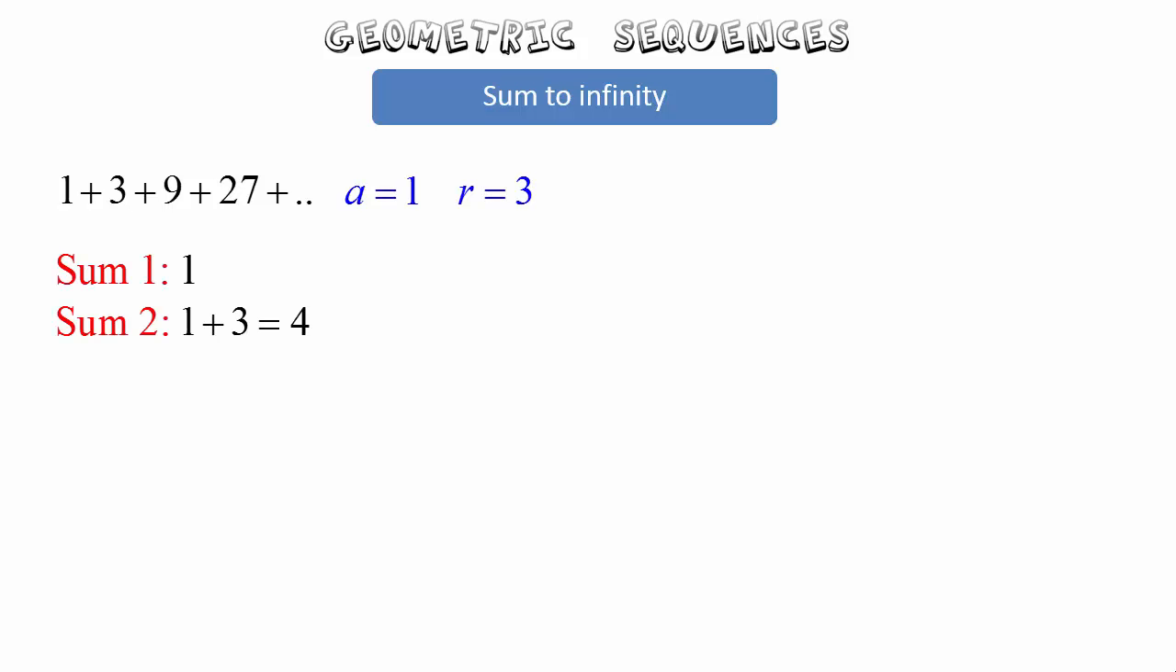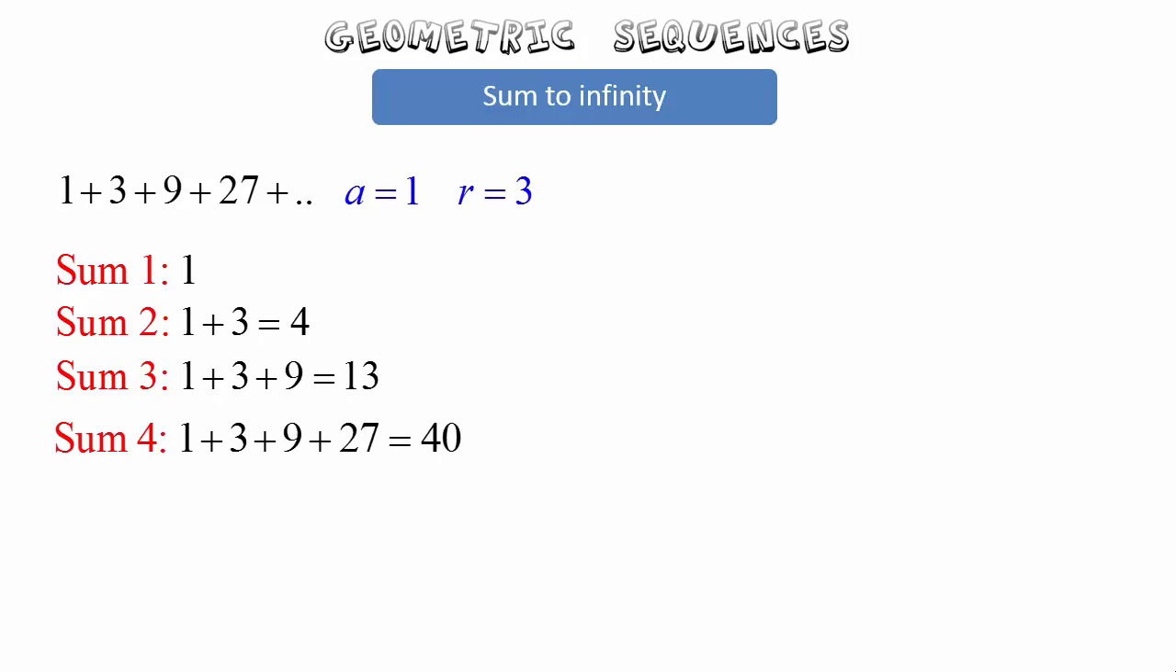Let's take partial sums. The first term is 1. Then we can add the second term to the first term, 1 plus 3, which is 4. And then the third term to the sum of the previous two terms, which is 13, and so on. What's happening to the result? You can see that we are getting results that are getting larger and larger. We have 1, 4, 13, 40, and so on.